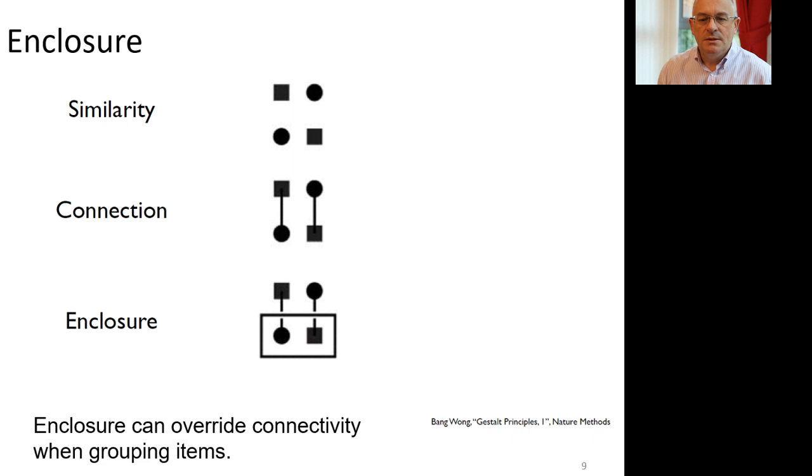Enclosure is a great tool for grouping as well. And you can see we can group by similarity at the top, by connection, which connects dissimilar items in this case, and then by enclosure, which groups separately 2 items from the whole 4 items there. So this idea of layered principles and which principles override which is quite important to understand.